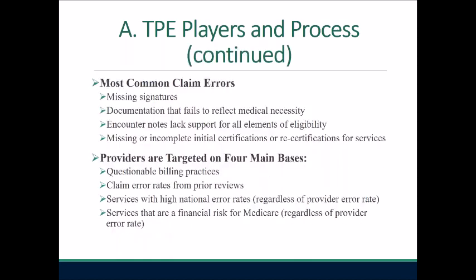All right, so continuing on with players and processes, the 4 main categories for common errors are missing signatures, documentation that fails to reflect medical necessity, and encounter notes that lack support for all elements of eligibility. As many providers know, there's sometimes a lot of elements, and when you've got pieces of those missing, I know it's painful to write all that down, get it all in the EMR, but it is necessary to support your claims with Medicare and your federal payers, and obviously with your privates also.